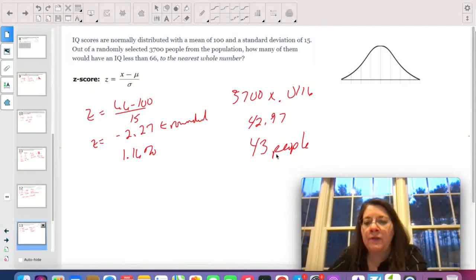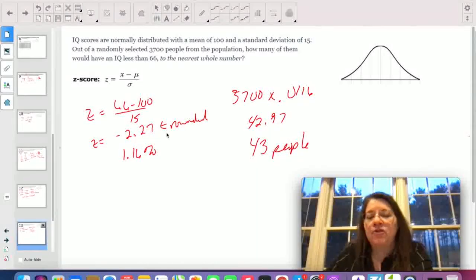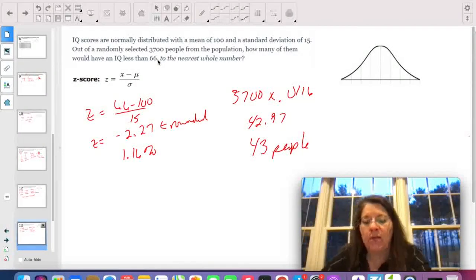So that's it for this section. You're going to have population problems like this. Just read them carefully. Sometimes they're just going to ask for a percentage. Sometimes they will ask you for the number of people within the population that have that certain percentage. So you just have to read the question carefully and then go from there.